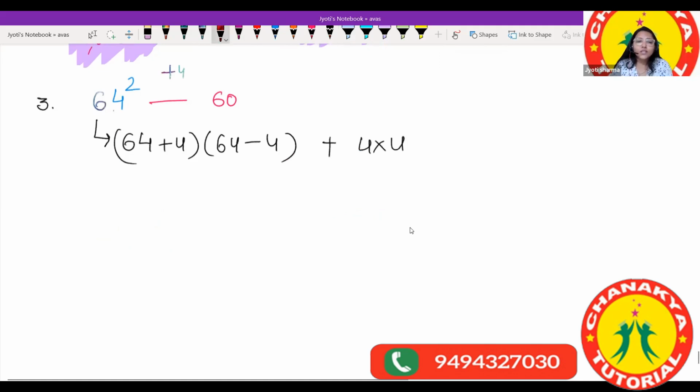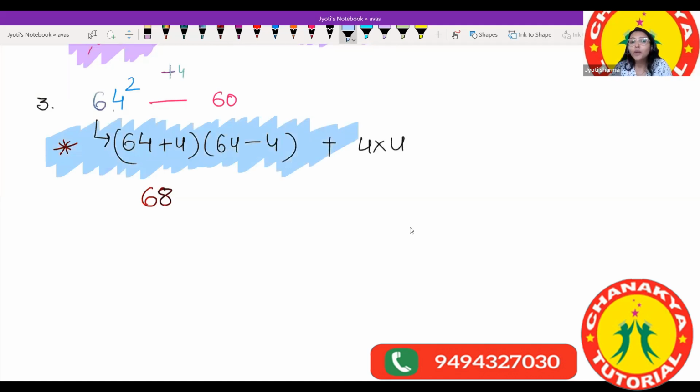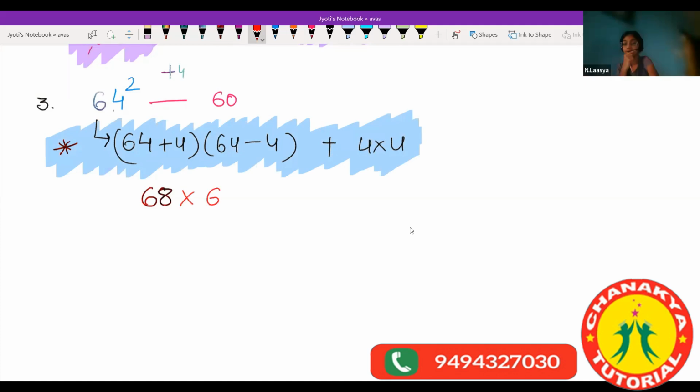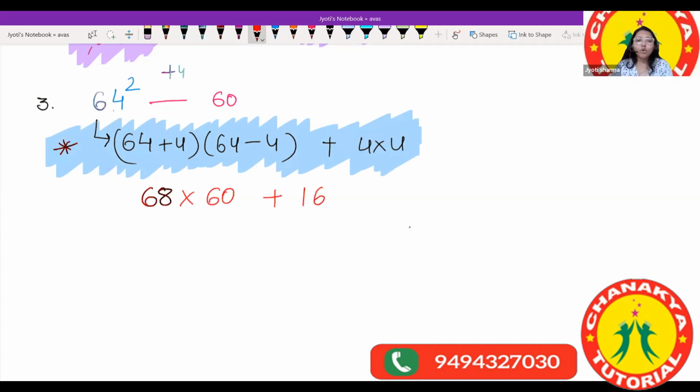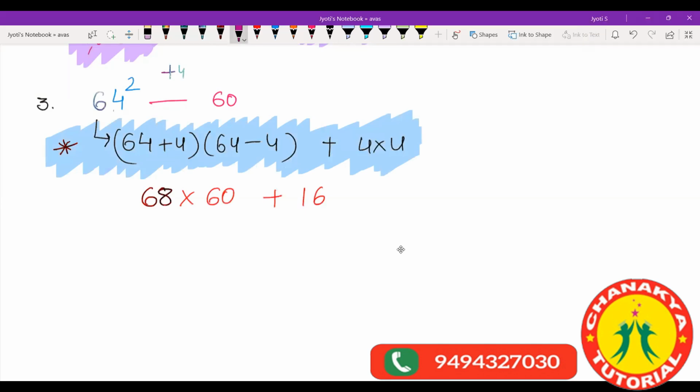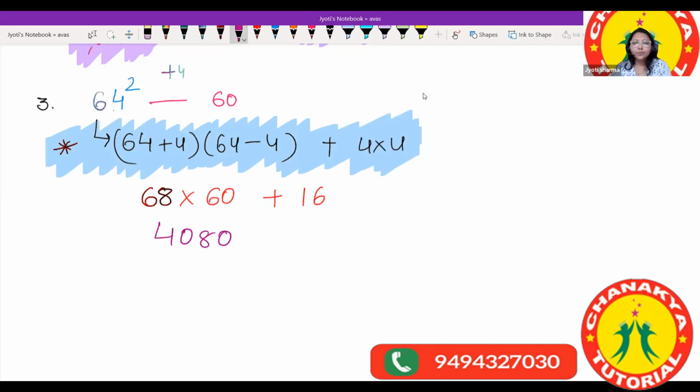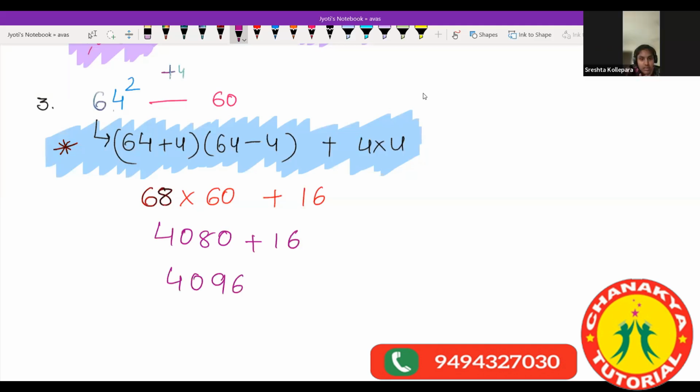64 plus 4 is 68. In fact, you can do this step, where I'm marking this star, in your mind. So 64 plus 4 is 68, multiplied by 64 minus 4 is 60, plus 4 into 4, which is 16. Now 68 into 60, what is 68 into 60, kids? 4080, ma'am. 4080. Now plus 16, the answer is 4096. That's your final answer.